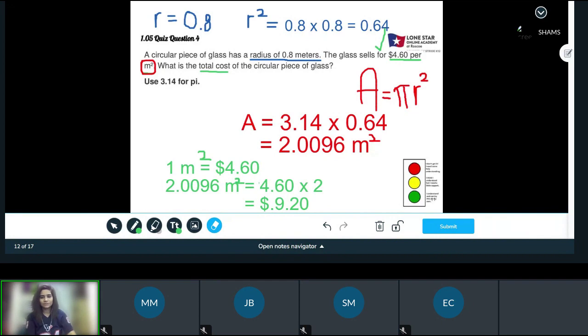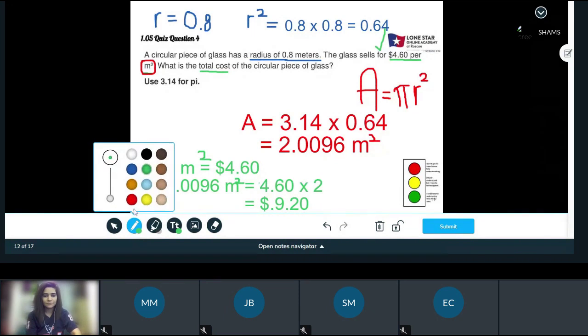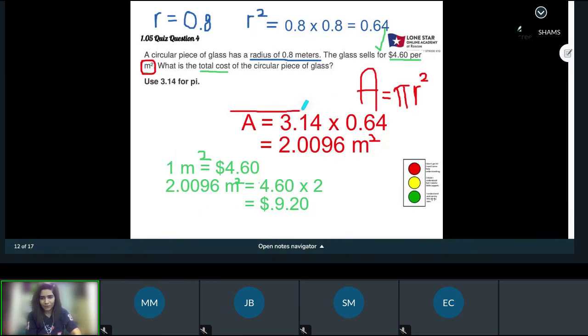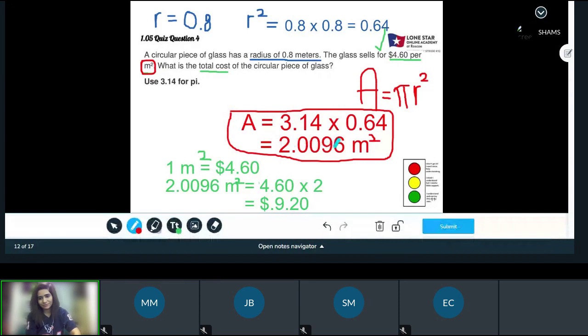Andre, good question. When I multiplied 3.14, the value of pi, times 0.64, I got 2.0096. This is how you find area of a circle. Let me know if that makes sense, right? That is the area of the circle.